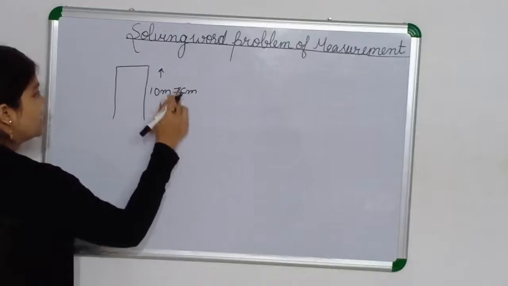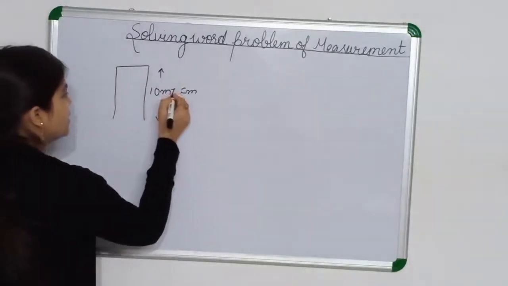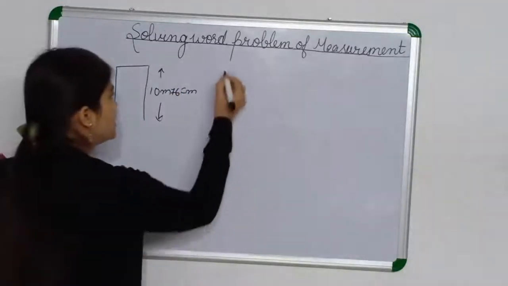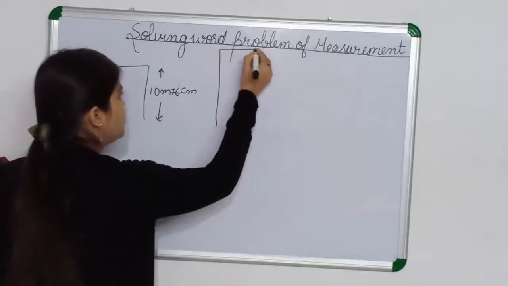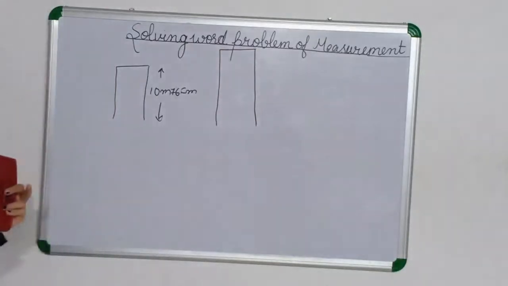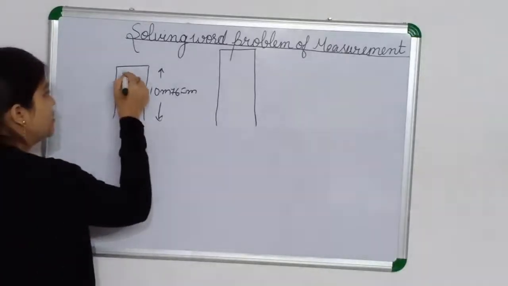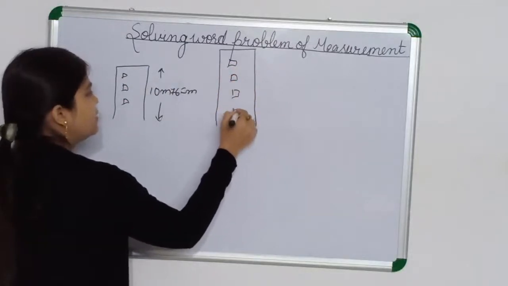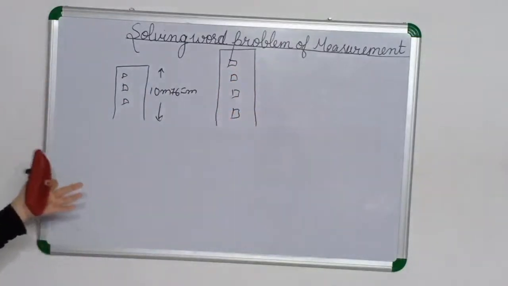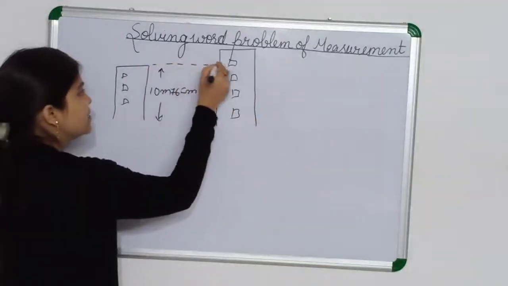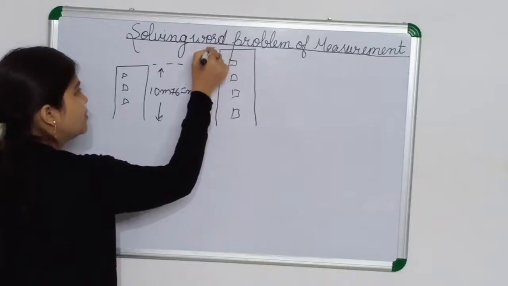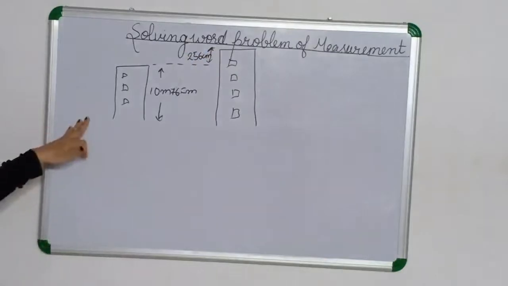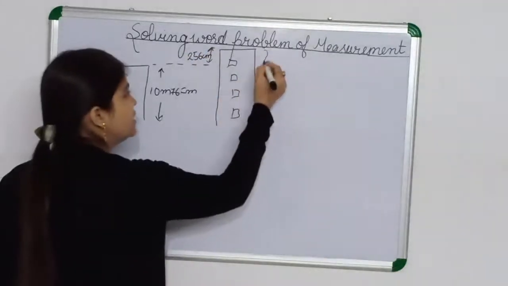The height of the building is 10 meter and 76 centimeter. Now there is another building which is taller than this building, but its height is not given here. Here it is given that building B is taller than building A, but how much taller? 256 centimeter taller than building A. So we have to now calculate the height of the building.